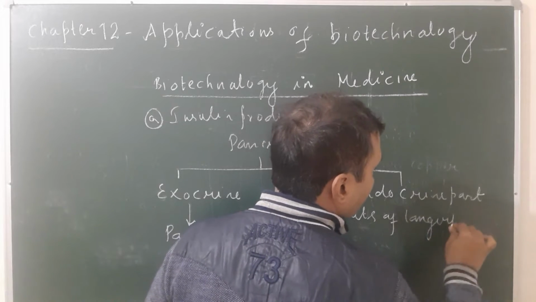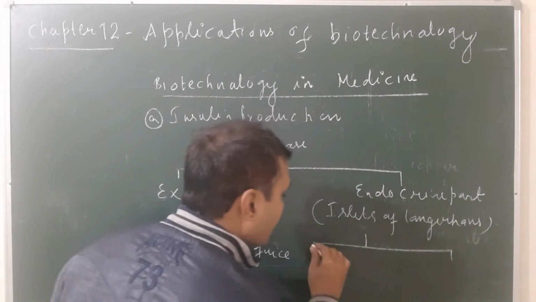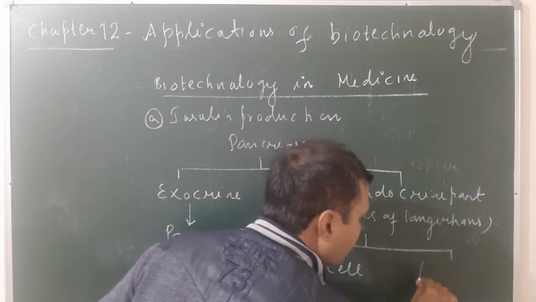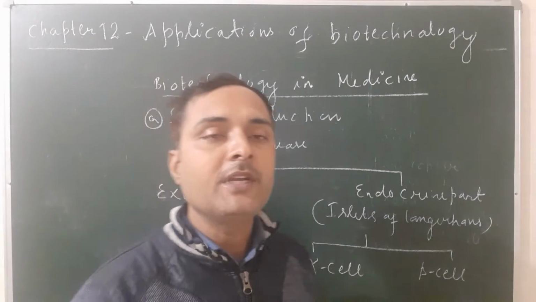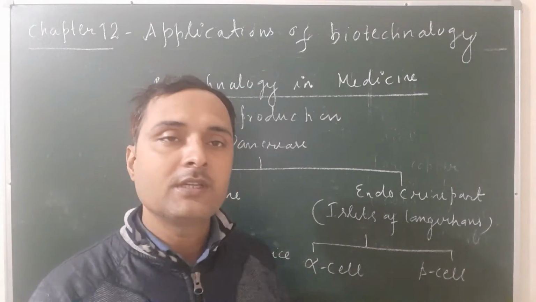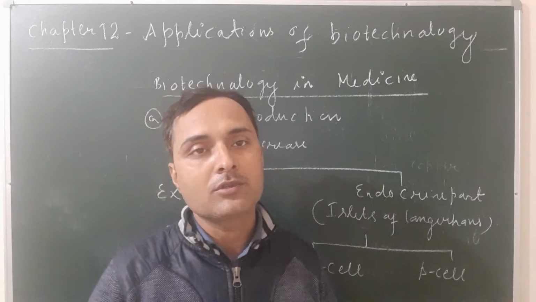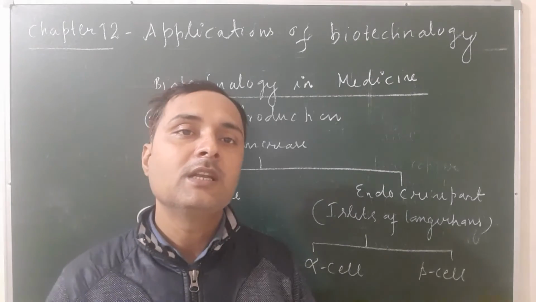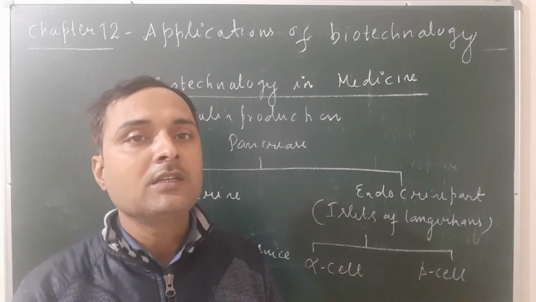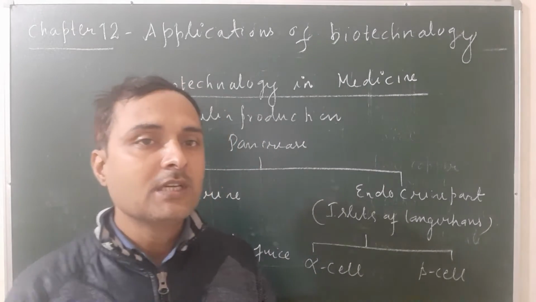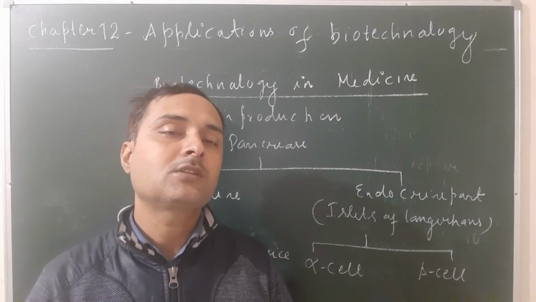The islets of Langerhans contain a group of cells, especially two types: alpha cells and beta cells. Alpha cells secrete a hormone called glucagon, and beta cells secrete a hormone called insulin. Insulin helps to decrease the blood sugar level by converting glucose into glycogen, and this glycogen is stored in the liver. So how does insulin work? When injected into a patient suffering from diabetes, insulin decreases the blood sugar level by converting glucose into glycogen, which is stored in the liver.